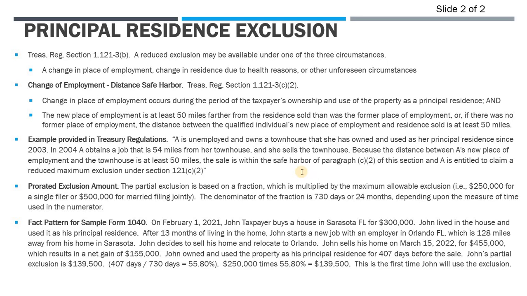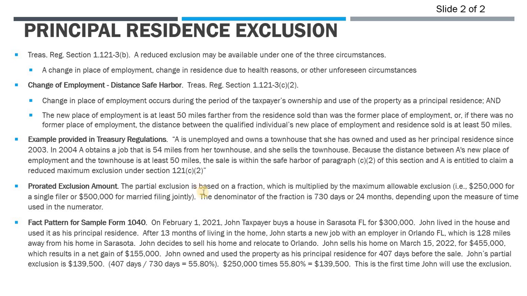Because the distance between A's new place of employment and the townhouse she sold is at least 50 miles, the sale falls within the safe harbor of paragraph C2, and A is entitled to claim a reduced maximum exclusion under 121C2. All right, so two key points here. One, you still qualify for the exclusion. However, the second piece is it has to be a reduced exclusion.